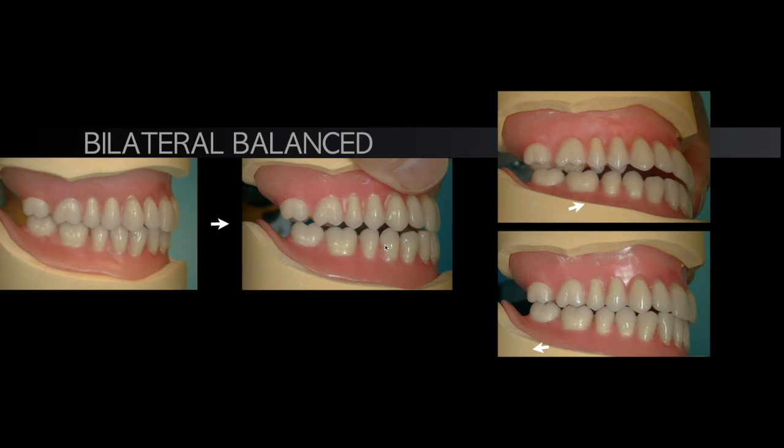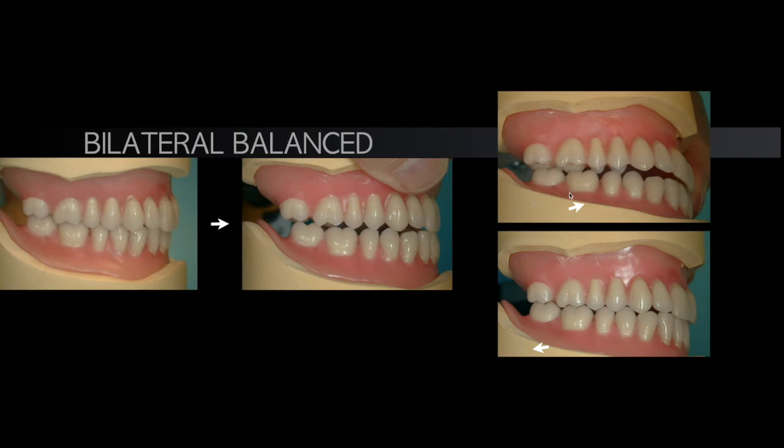This is when the mandible moves forward, which is protrusion, and you could notice that not only are the incisors touching, but also the posterior cusps are simultaneously in contact. So it creates the bilateral balancing occlusion.